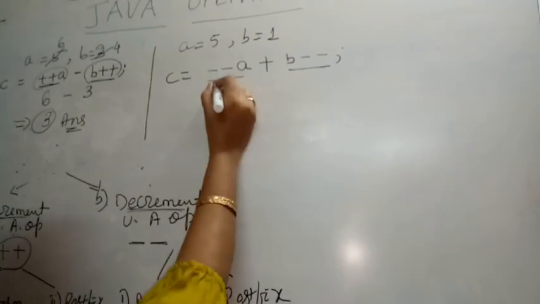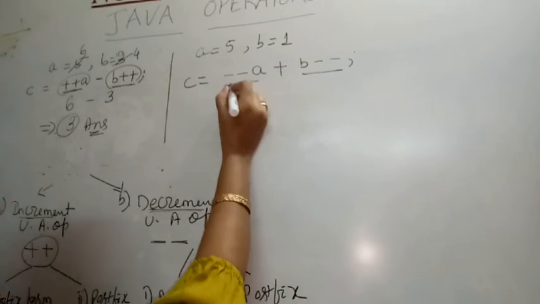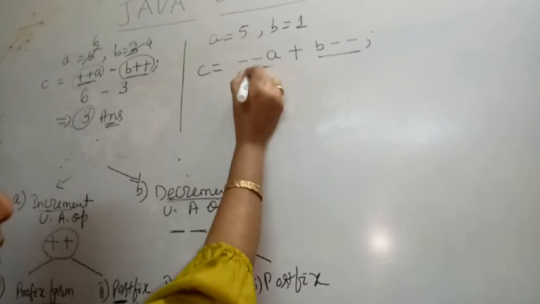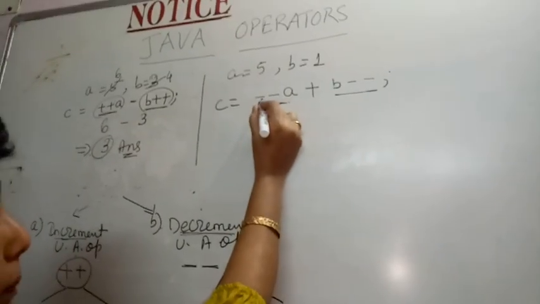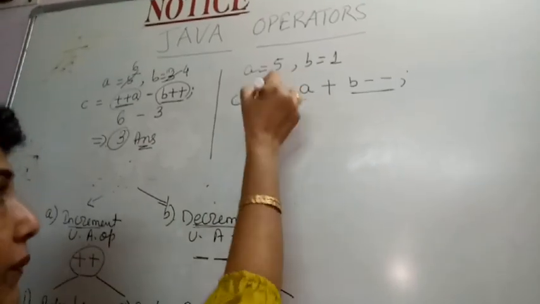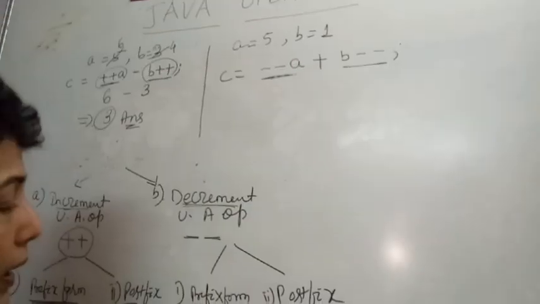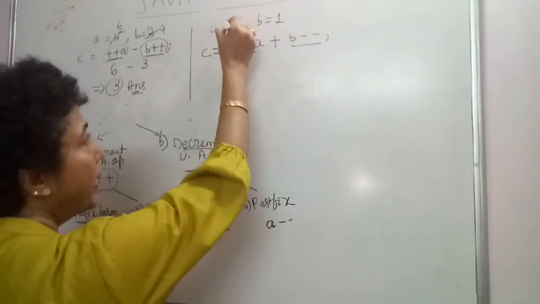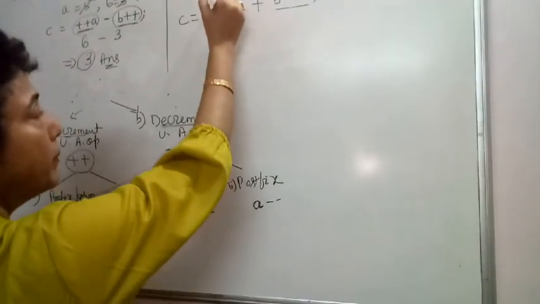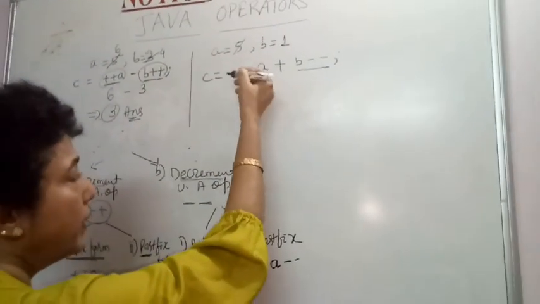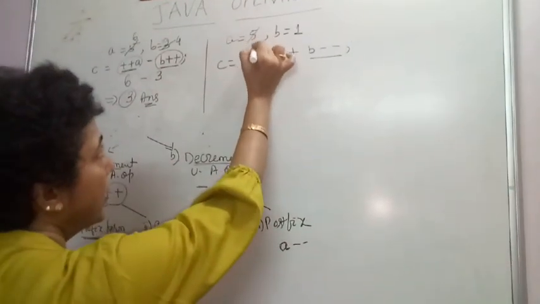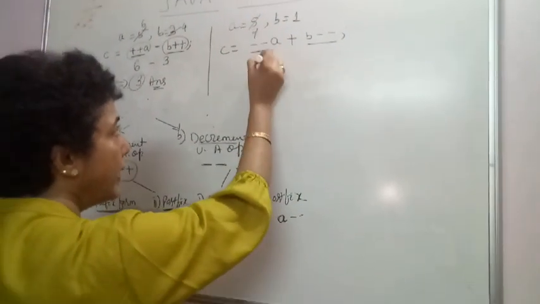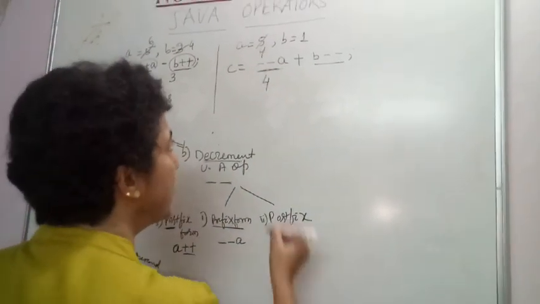Now find out: the decrement operator is used, but in which form? As in the first case, the decrement operator is used in the prefix form. So what does prefix form say? First you change the value. So 5, I will reduce it by 1 because the decrement operator decreases the value by 1, making a as 4. After changing, that changed value I will take for calculation.